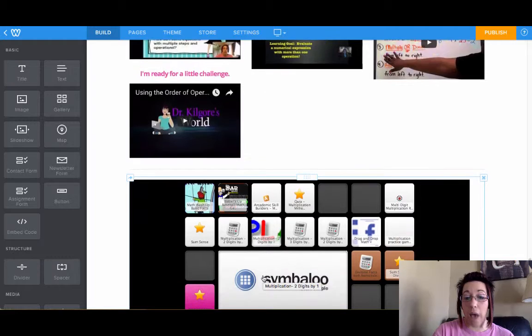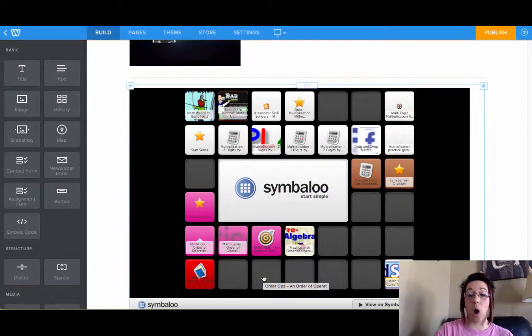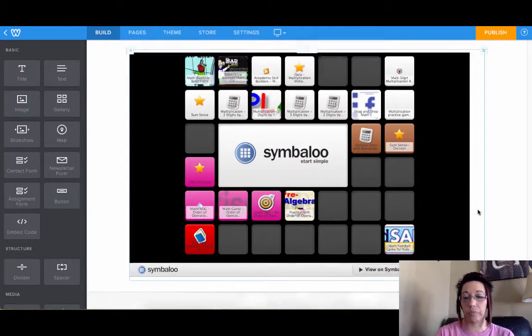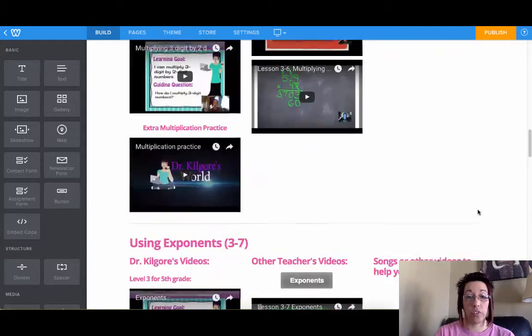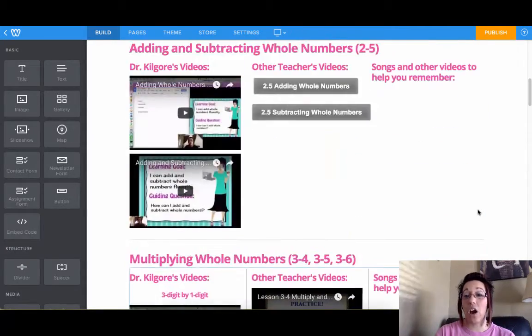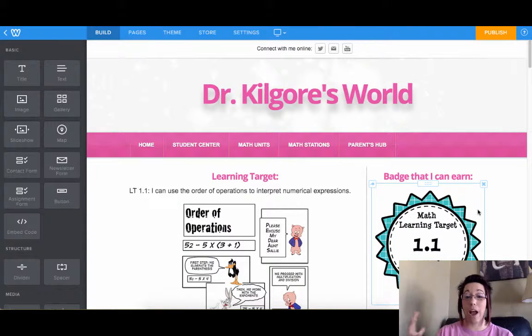I end the bottom of the page with some online resources in a Symbaloo, and I will show you all about Symbaloo coming up and help you link one into your website. So for this learning target, this method of setting up my content pages in my website was very logical and sequential.